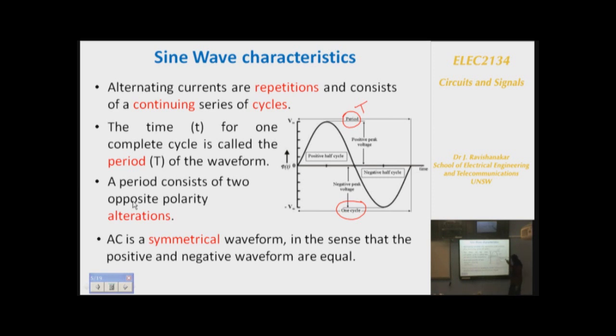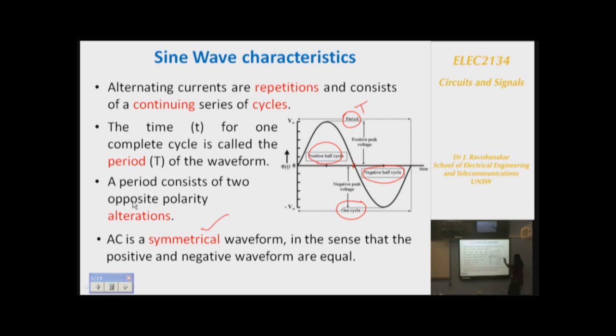If you study this waveform here, what do you observe? We know that it's instantaneously varying, the magnitude keeps on varying with respect to time. It remains positive for a particular period and then becomes negative for a particular period. So therefore we have a positive half cycle and a negative half cycle. That means the positive half and the negative half are divided into two equal time periods, which means we can say that the AC is a symmetrical waveform.